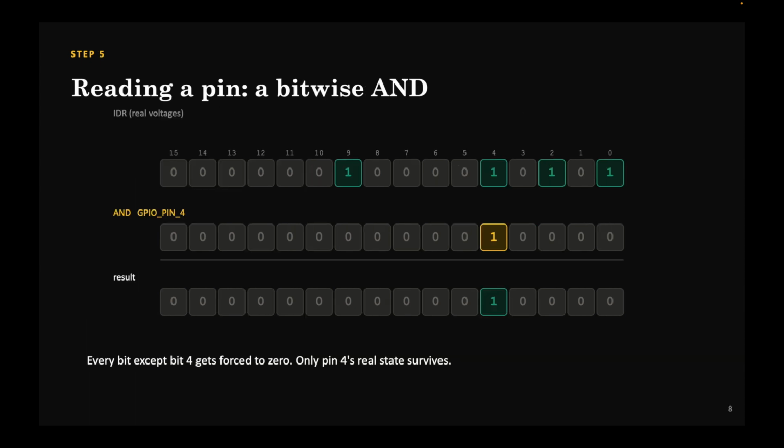Here's how a read actually works. The real register, what your pins are genuinely high or low right now, gets ANDed against the GPIO pin 4. Every bit except bit 4 gets forced to 0. Only pin 4's real state survives. See, 1 AND 1 is 1, 1 AND 0 is 0, 0 AND 0 is 0, 1 AND 0 is 0, and so here 1 AND 0 is 0.